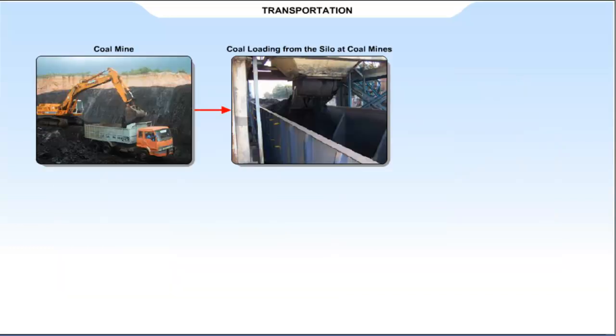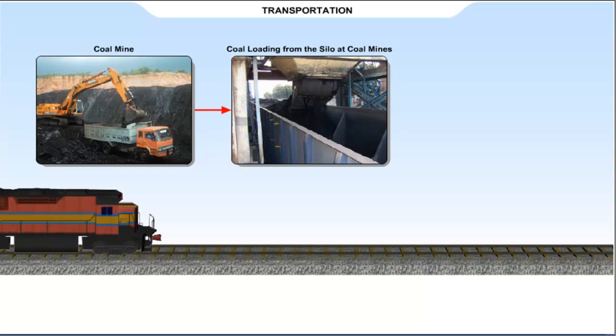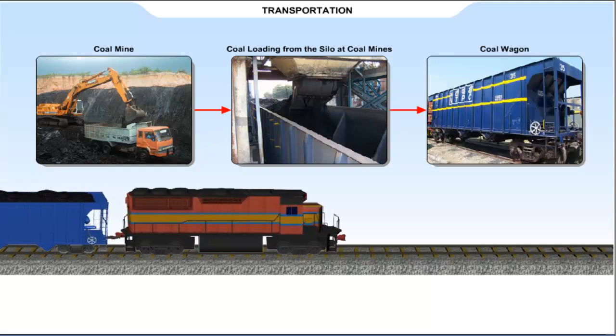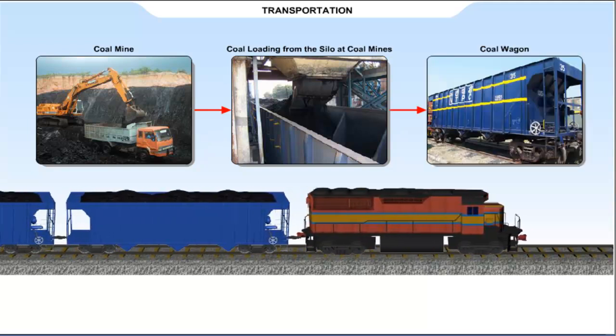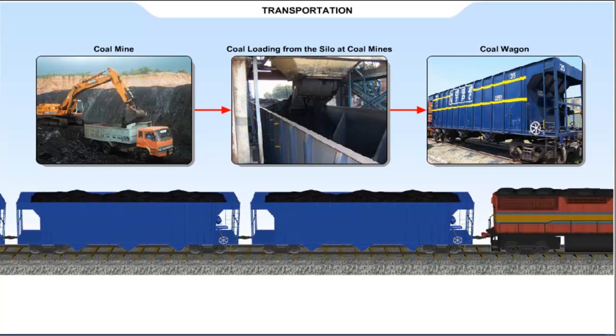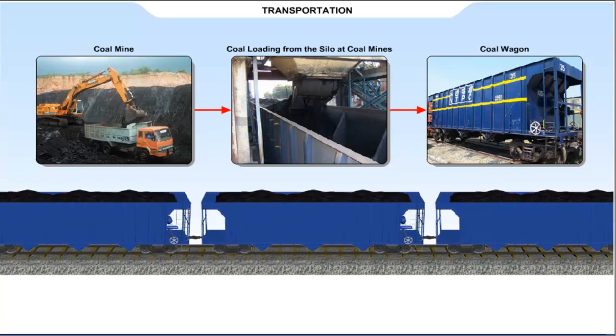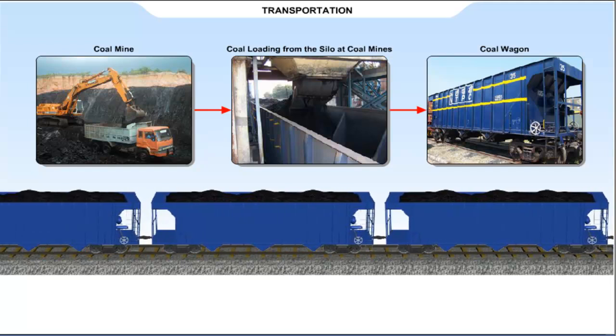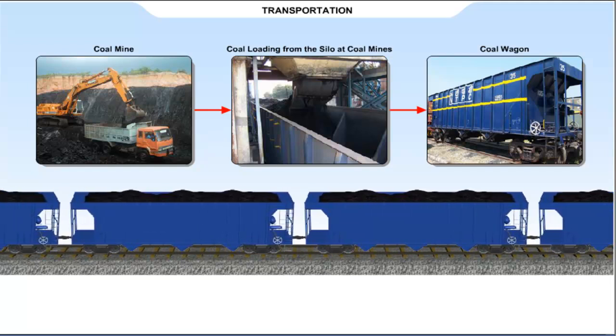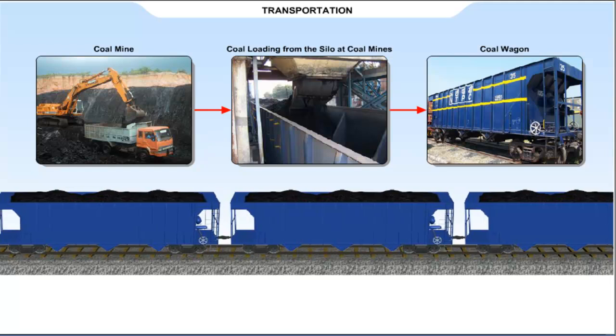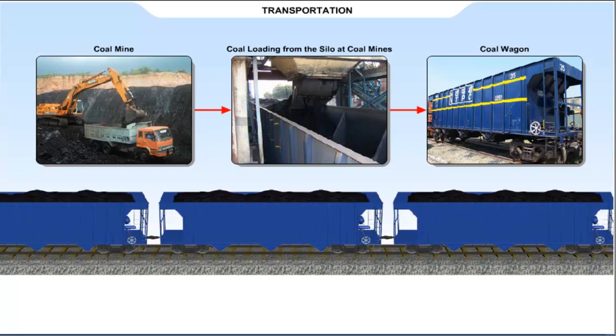Coal is transported from coal mines to the power plant by means of rail transport. Special wagons are used for coal transportation. Each thermal power project has been linked to a particular coal mine to meet its coal requirements. The required coal is supplied through rail wagon to the power plant.